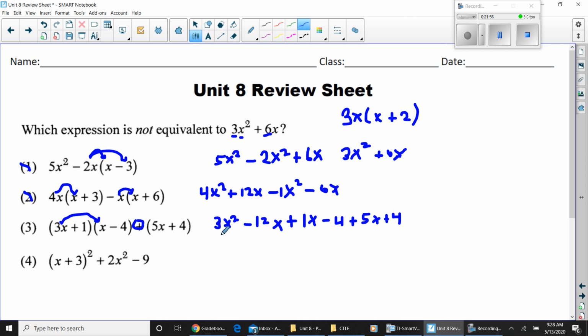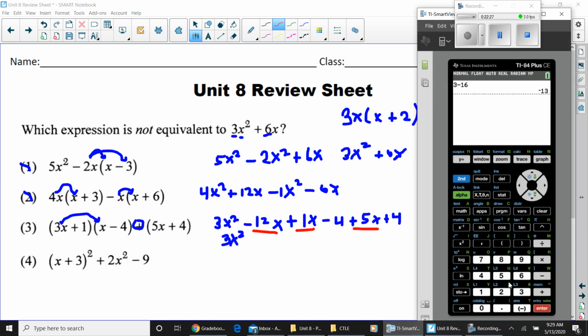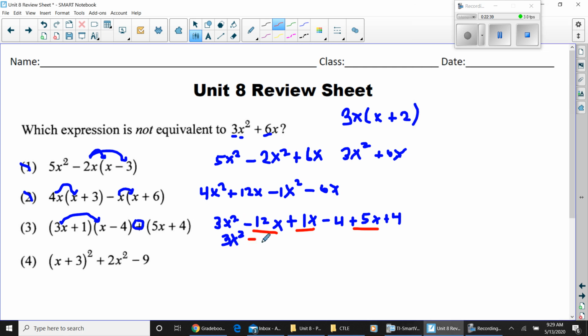All right, so you see how this is 3x squared, and there are no other x squareds. I have 3x squared. Then you see this negative 12x and a positive 1x. Let me just underline all the like terms. So negative 12x plus 1 plus 5. And if you need your calculator, negative 12 plus 1 plus 5. Yep, it's negative 6. Negative 6x.